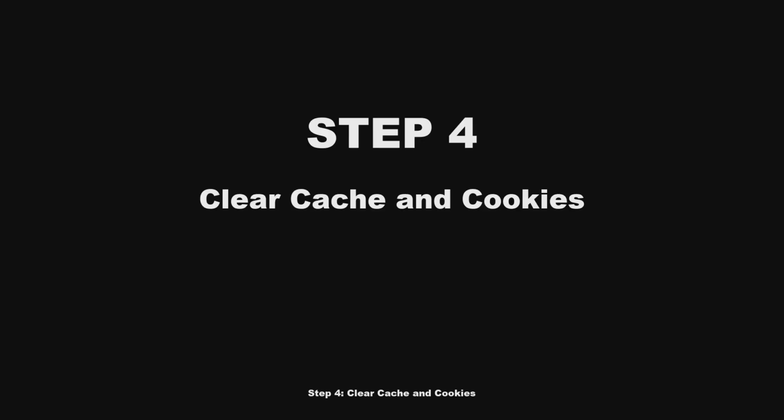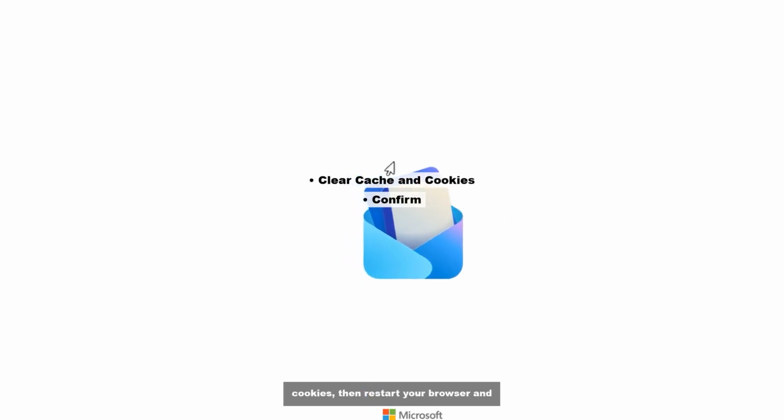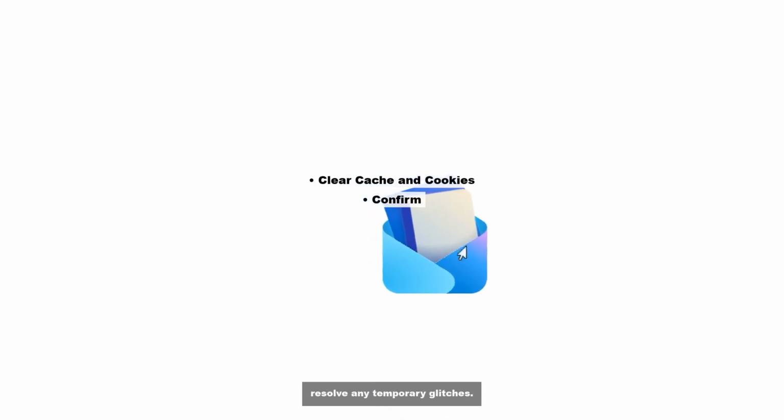Step 4. Clear cache and cookies. Sometimes, browser issues can affect access to Outlook. Clear your browser's cache and cookies, then restart your browser and attempt to log into Outlook again. This can resolve any temporary glitches.